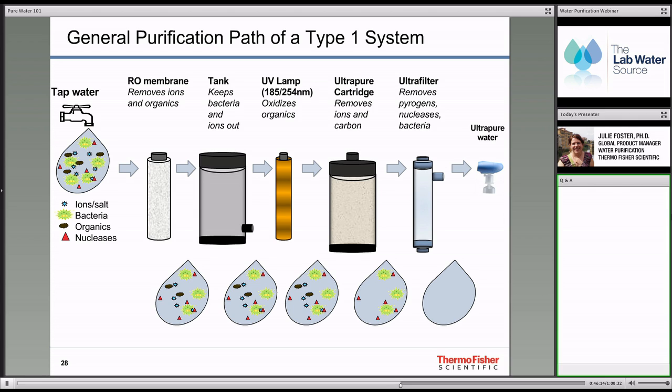The water is then pulled through a UV lamp, which oxidizes the organics. And you can see in the droplet, they're still there. They're just oxidized. So it's really the job of the ultra-pure cartridge to remove those ions and any residual carbon that could still be in the water. And after the ultra-pure cartridge, all you're really worrying about is nucleases and bacteria. Those will get removed with a combination of the ultrafilter and the filter. So at the point you're dispensing, you have ion-free, bacteria-free, organic-free, nuclease-free water in this particular configuration.